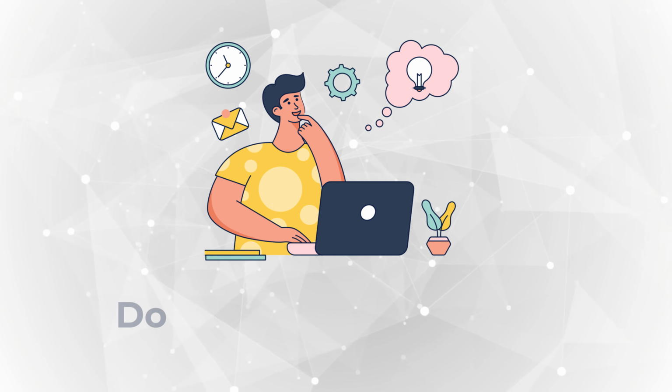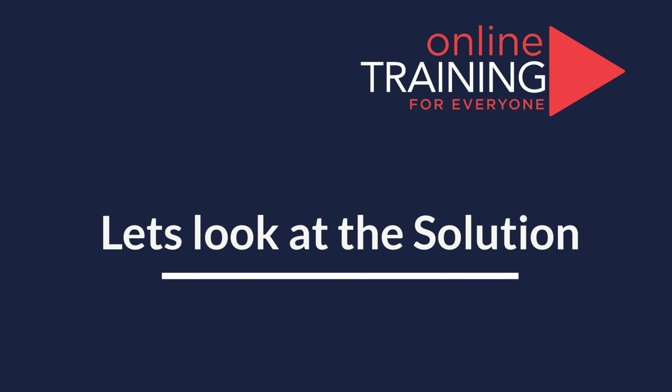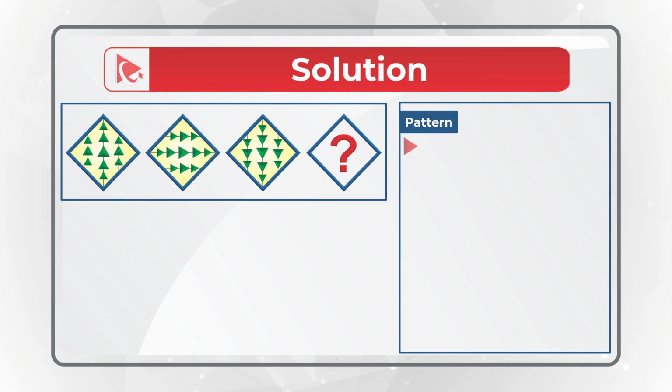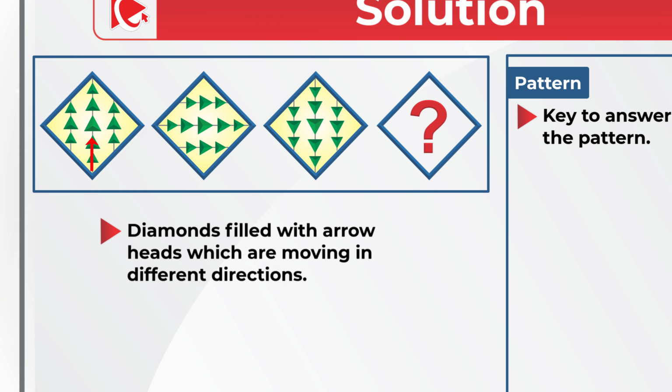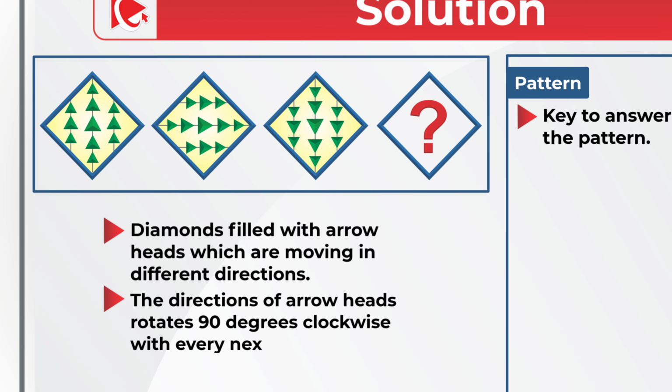Take a close look to see if you can come up with the right solution. Are you ready? Do you have the answer? Let me move forward and share with you my version of the solution. And obviously, if you have a better way to solve it, please make sure to post in comments. As with a lot of other questions, the key to answering this question is to detect the pattern. If you look closely, you will see that diamonds filled with the arrowheads, triangles, which are moving in a different direction. The direction of the arrowheads rotates 90 degrees clockwise with every next shape in the pattern.